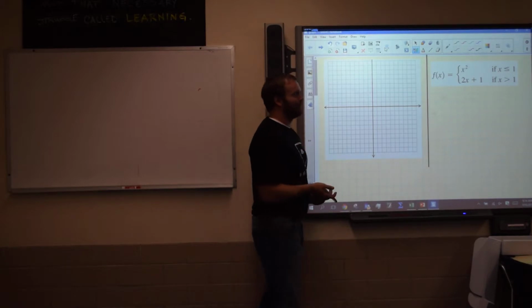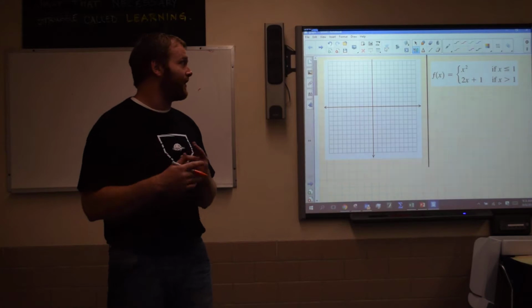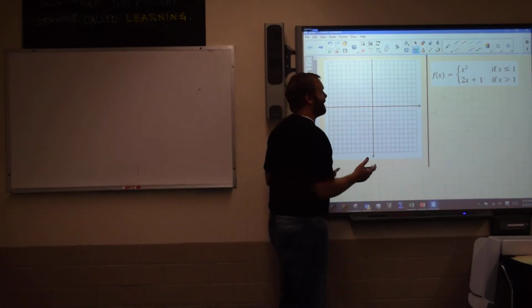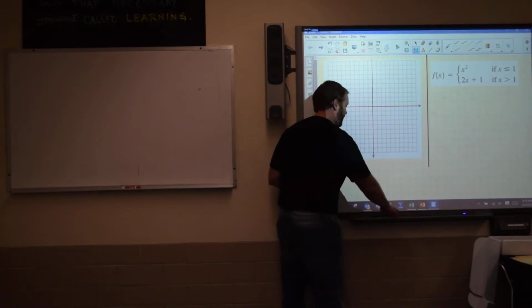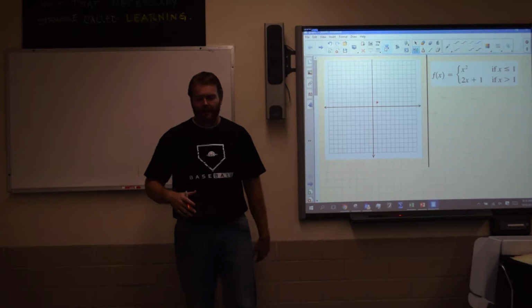So let's just start with that top one. It says x squared, but you're only going to evaluate x squared if x is less than or equal to 1. So let's start at 1. If x is 1, what would you get back? 1. Okay? So I got the point (1, 1). I'll plot that.